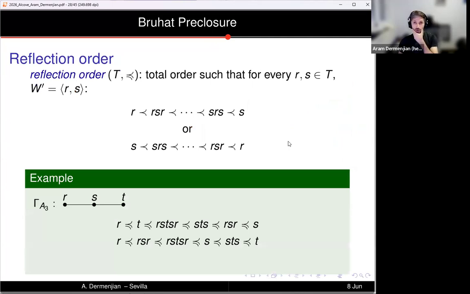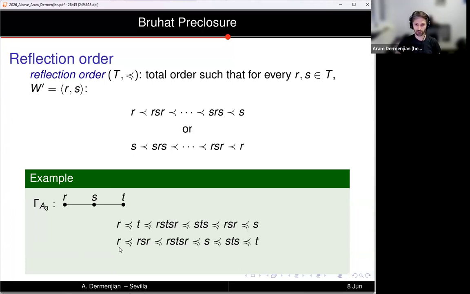In order to fix this, we're going to take this a little bit further and look at what are called reflection orders. A reflection order is basically taking our set of reflections and creating a total order such that the alternating reflections are always alternating. So either I'm going to have R, RSR, RSRSR, dot, dot, dot, all the way to SRS, or the opposite of that.